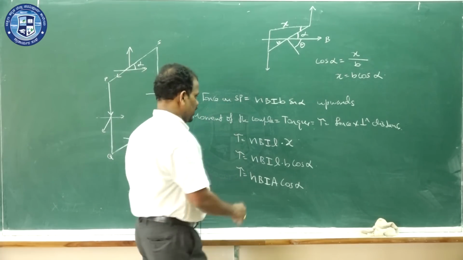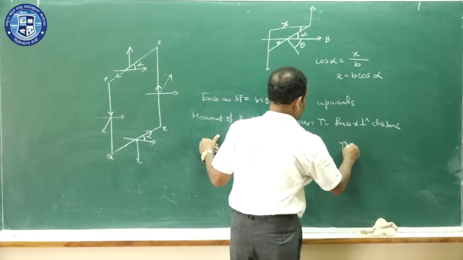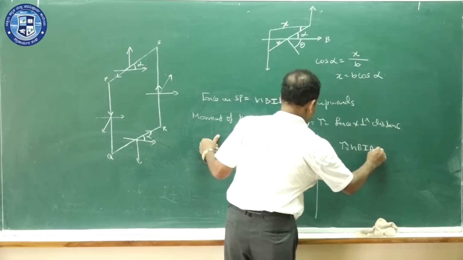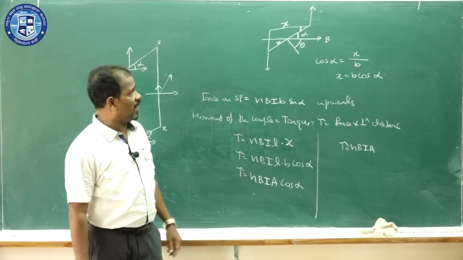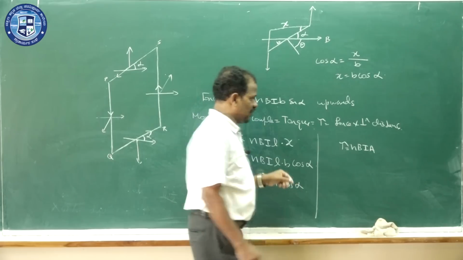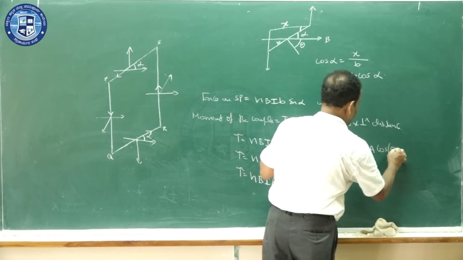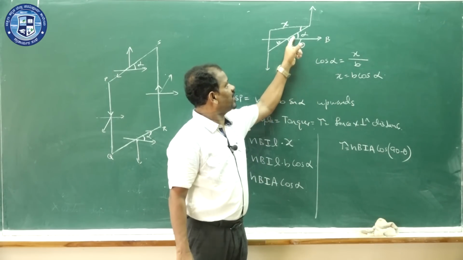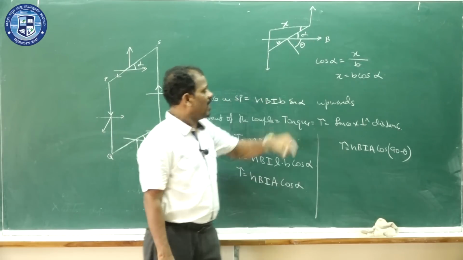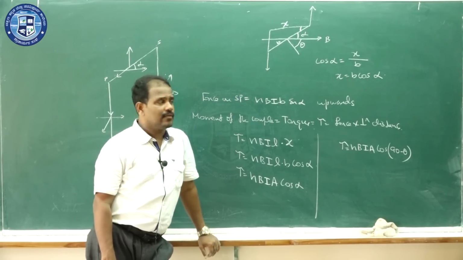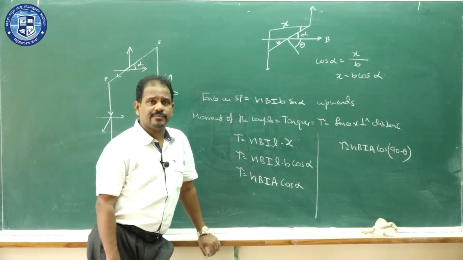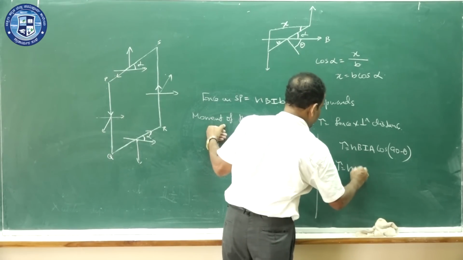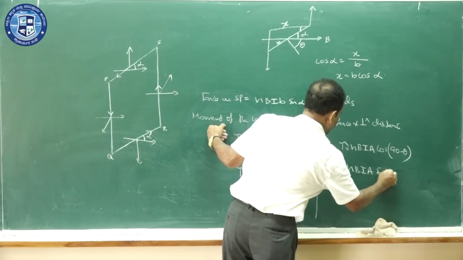What can I write? Tau is equal to N B I A, shifting from alpha to theta. This is cos alpha. Alpha can be written as 90 minus theta, because this total angle is 90 degrees, out of that this is theta. Then alpha is 90 minus theta. What is cos of 90 minus theta? Cos of 90 minus theta is sin theta. So tau is equal to NBIA sin theta.